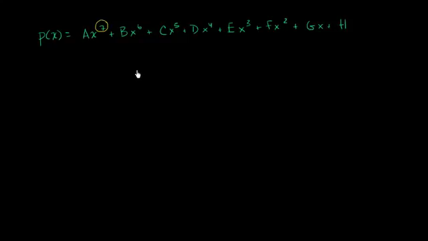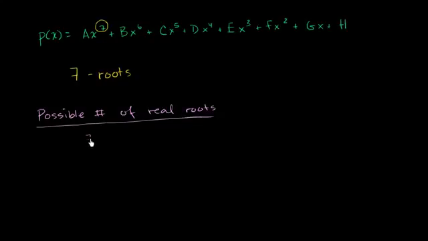So the fundamental theorem of algebra tells us that we are definitely going to have seven roots, some of which could be actually real. So we're definitely not going to have 8 or 9 or 10 real roots. At most, we're going to have 7 real roots. So, possible number of real roots. Well, 7 is a possibility. If you graph this out, it could potentially intersect the x-axis 7 times.